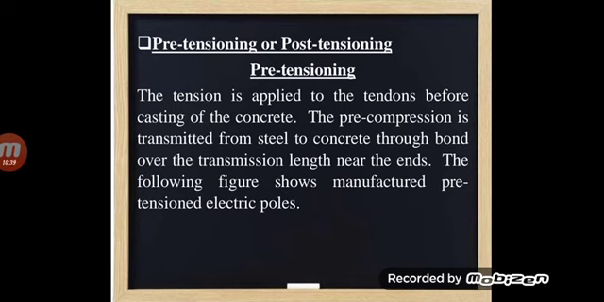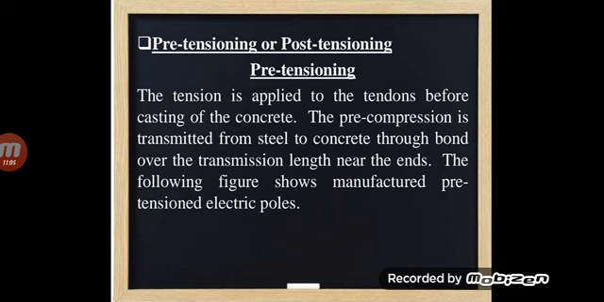Next classification is pre-tensioning or post-tensioning. This is the most important classification. So see what is pre-tensioning. The tension is applied to the tendons before casting of the concrete. The pre-compression is transmitted from steel to concrete through bond over the transmission length near the ends. The following figure shows the manufactured pre-tensioned electrical poles.